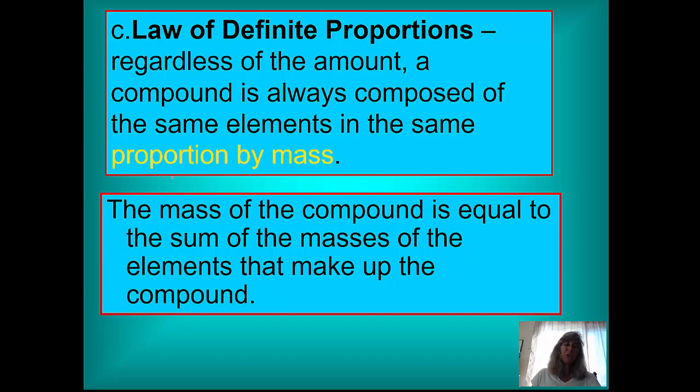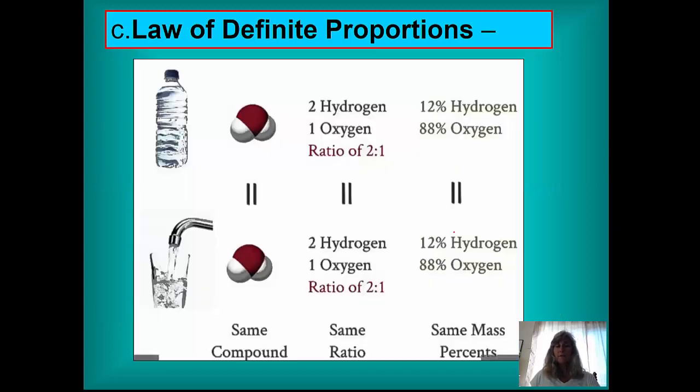Two laws I want you to know. Law of definite proportions: regardless of the amount, a compound is always composed of the same elements in the same proportion by mass. You can write in that definition. But what does it mean in English? The mass of a compound is equal to the sum of the masses of the elements that make up that compound. Okay, that didn't help. Let me say it in better English.